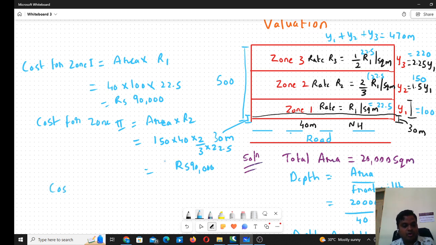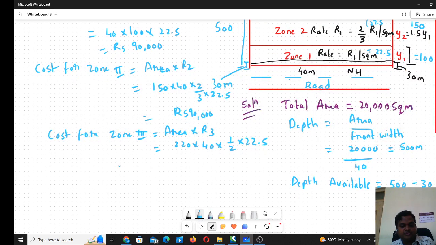The last is the cost for zone 3. This comes out to be area into rate R3. So area is once again 220 into 40, and into 1 by 2 into 22.5, right? Now if we calculate this, 220 into 40 into 22.5 upon 2, this will be 99,000 rupees.